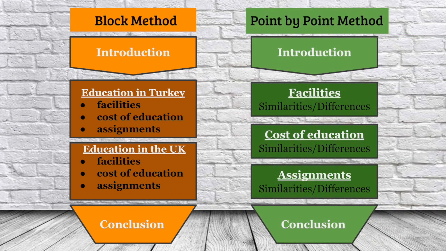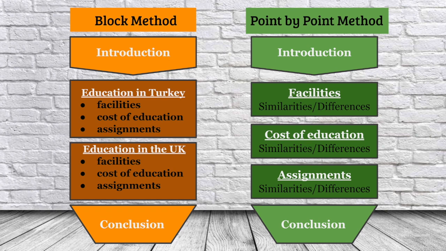Point-by-point method. In a point-by-point method, you focus on one point at a time. This means in each body paragraph, you compare and contrast only one point. Let's look at our example again. As you have probably noticed, this time each body paragraph deals with only one point at a time.